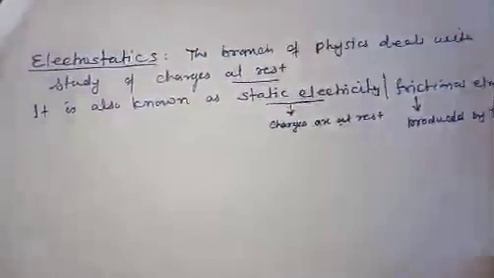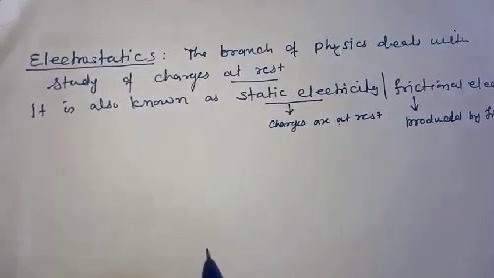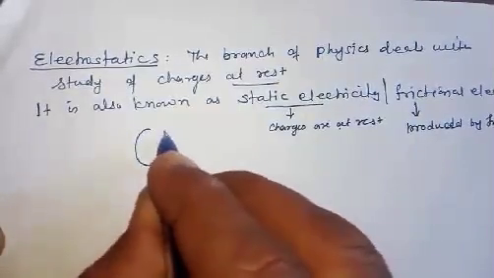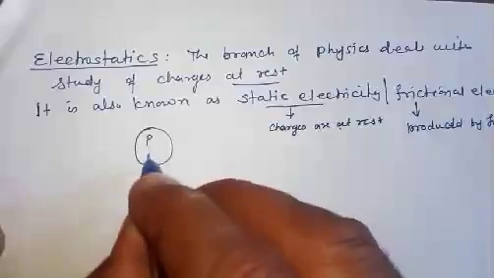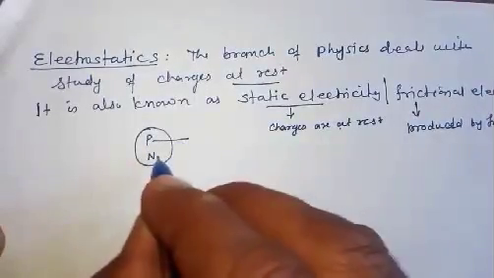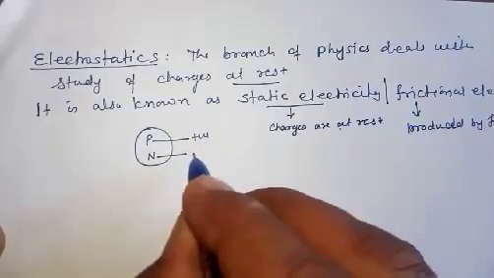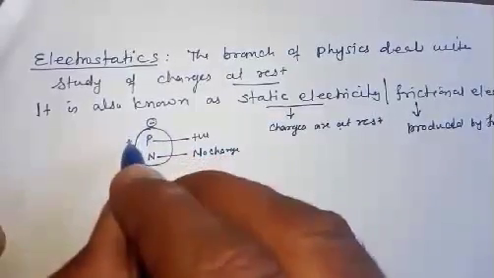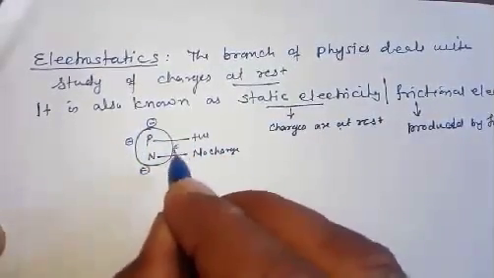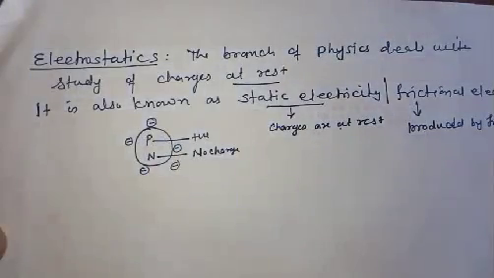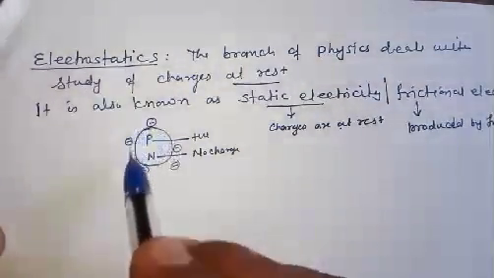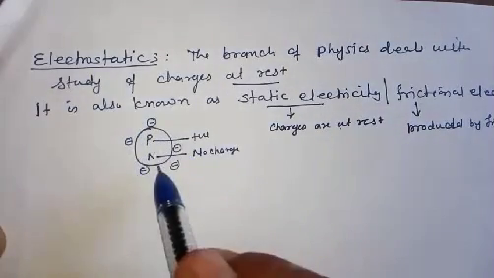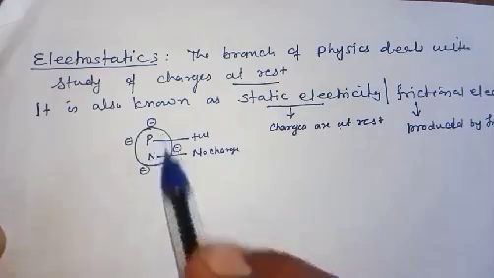Now how do the charges appear? For that, let us discuss the structure of the atom. You know the structure of the atom. An atom consists of a nucleus in which there are nucleons, proton and neutron. Proton has a positive charge and neutron has no charge, right? Electrons are continually revolving around the nucleus. These free electrons always reside on the surface of the body.